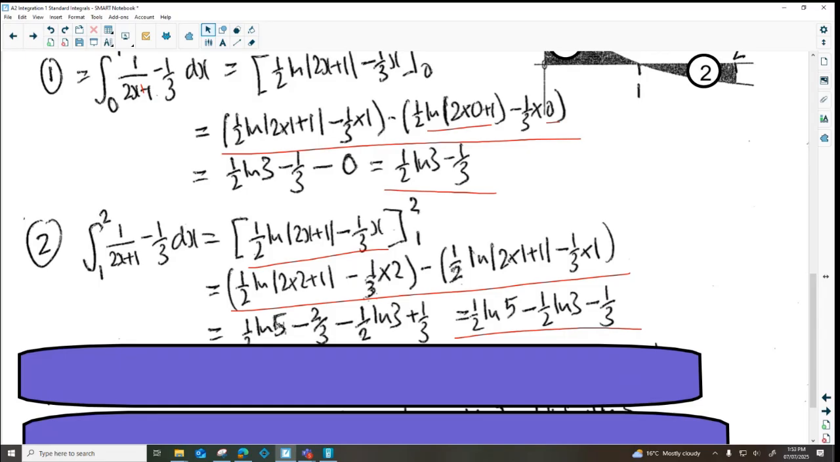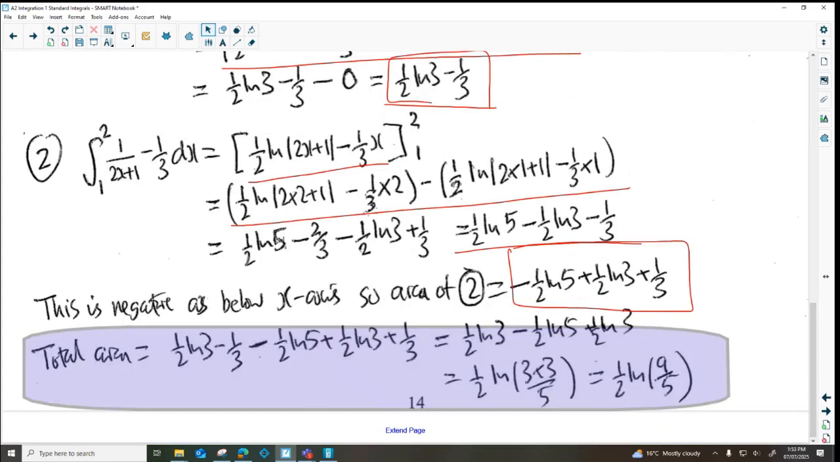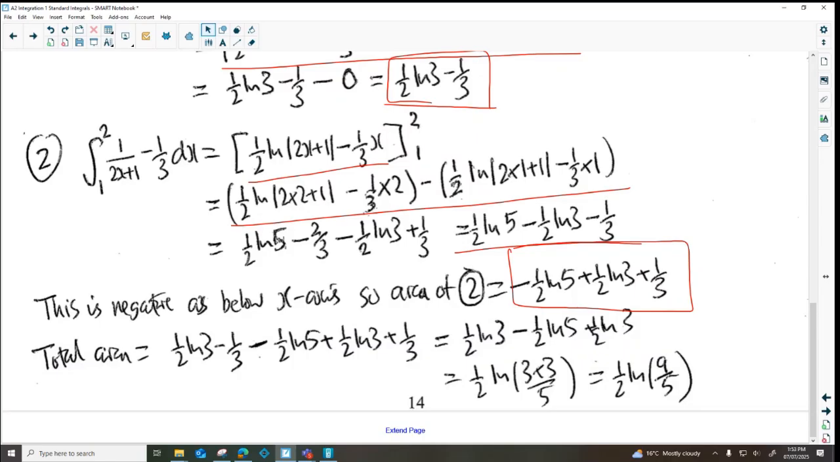Now, if you were to type that into your calculator, it will give you a negative value because this is below the x-axis. The actual area of this is got by timesing that by minus 1 to make it positive. So therefore it's minus a half ln 5 plus a half ln 3 plus 1/3. So if I add that area and that area together, now I've changed the sign, I should get the correct answer. So the total area is half ln 3 minus a third minus a half ln 5 plus a half ln 3 plus a third. Now the thirds will cancel and you'll get that expression there.